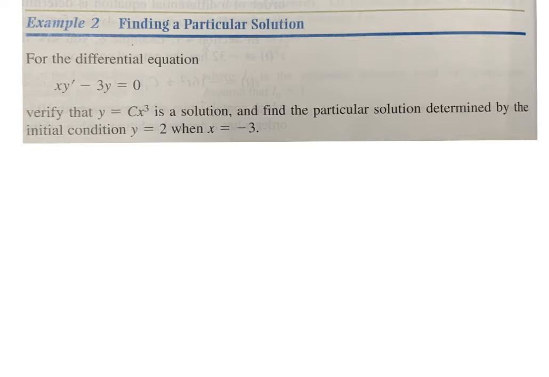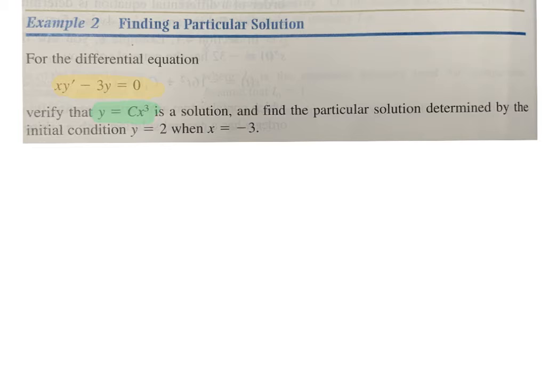All right, so it says, for the differential equation x y prime minus 3y equals 0, verify that y equals cx cubed is a solution. And then find the particular solution determined by the initial condition of y equals 2 and x equals negative 3. So they've given us this function here, x times y prime minus 3y equals 0. And the first thing they want us to do is make sure that this is a solution. So if I plug that in for y, is it a solution?